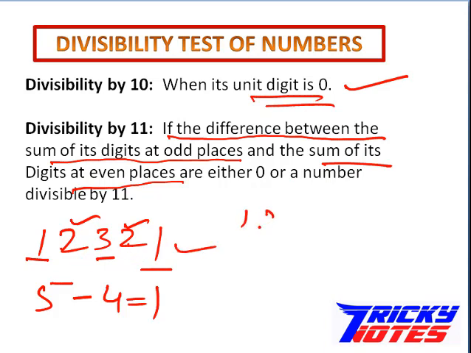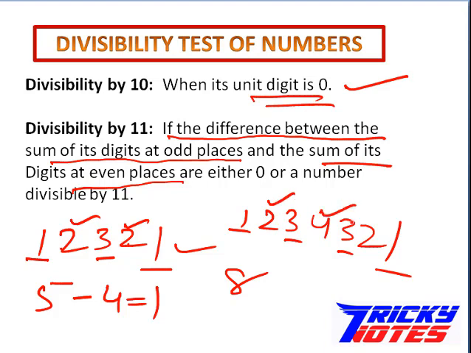Now 1, 2, 3, 4, 3, 2, 1. Now this is an odd place. If I add the odd places, 1, 3, 4, 7, 8, the sum is 8. Now the even places, 2, 4, 2, the sum is 8. 8 minus 8 is 0. Now this is divisible by 11. So for any number, if the difference between the odd places sum and the even places sum is 0 or divisible by 11, the number is divisible by 11.